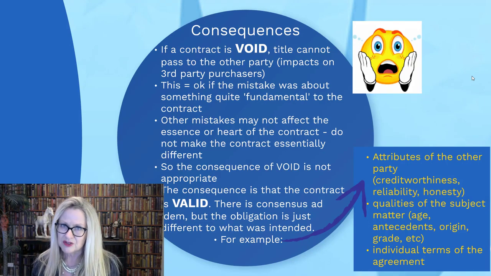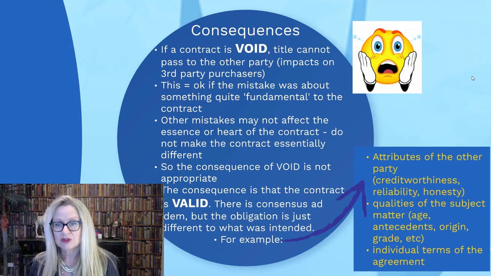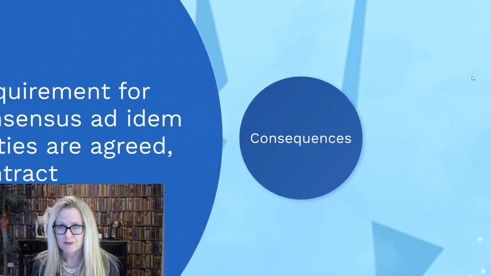So in those circumstances where you're mistaken, not about the whole gist of the contract, but just something around the edges, you're, as I said, normally not going to get up at common law. So the consequence will not be that the contract is void. The consequence will be that it is valid and you will be held to that contract. There has been agreement about the general gist of the contract. There's been consensus, but what you've ended up with is just a bit different to what was intended, and that's unfortunate, and that's usually where you wind up with an argument of mistake at common law.